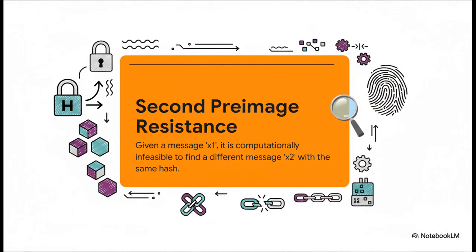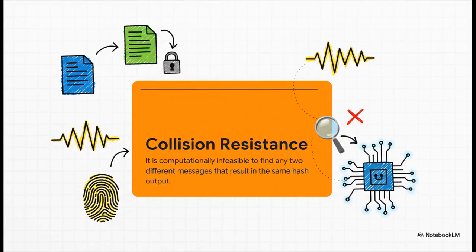Rule number 2 is second Preimage Resistance. This is all about preventing forgery. It means if I have a document and its hash, you shouldn't be able to come up with a different, maybe fraudulent document that just so happens to have the exact same hash. And then there's the third rule, the toughest of them all, collision resistance.